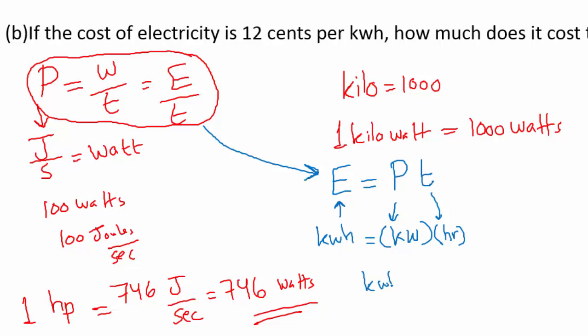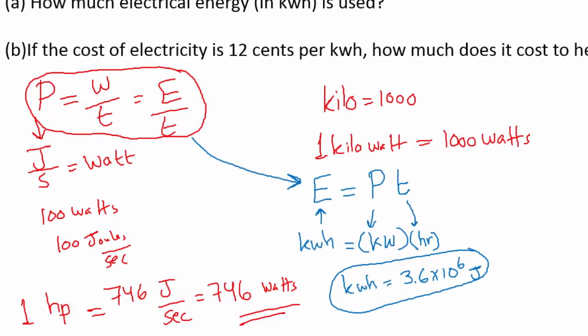And a kilowatt hour is around 3.6 million joules. Because you have 1,000 here out of the watts, kilowatt is 1,000. And you have 3,600 seconds for 1 hour. So 3,600 times 1,000 will give you 3.6 million. So that's around what a kilowatt hour is equal to.